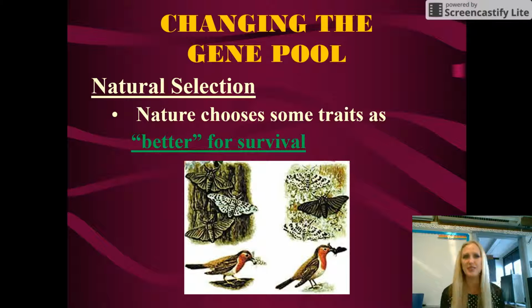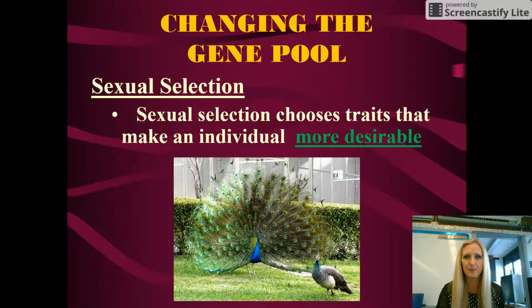Secondly, of course, there's natural selection. We've spent a lot of time talking about that. We do know that nature chooses some traits that make it more likely for an organism to survive and reproduce. So we will see some traits that become more common simply because they make that organism more likely to survive in the environment that they live in.